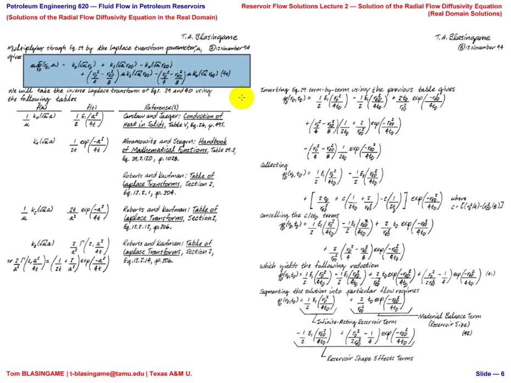Okay, so what's tomorrow night? Fractured wells. Now we derived tonight the solution for a single line. What are we going to do tomorrow night? We're going to integrate that line from minus XF to plus XF, so over 2XF. When you integrate a line in that direction, what do you get? You get a plane. There's our fractured well solution.